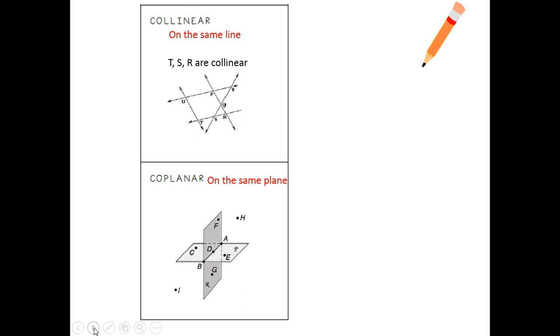So if I wanted to say what is coplanar, you could say points C, D, A, and E are all coplanar. If you look in this diagram, C, D, A, and E are all on that flat horizontal plane. You could also list D, A, and F as coplanar. You would want to be careful because H and I are not on the same plane with anybody. So you'd want to be careful of that whole idea that coplanar means together on the same plane with everybody else, okay?